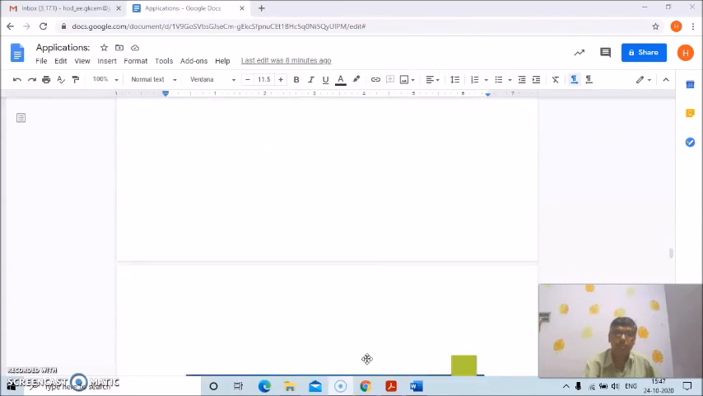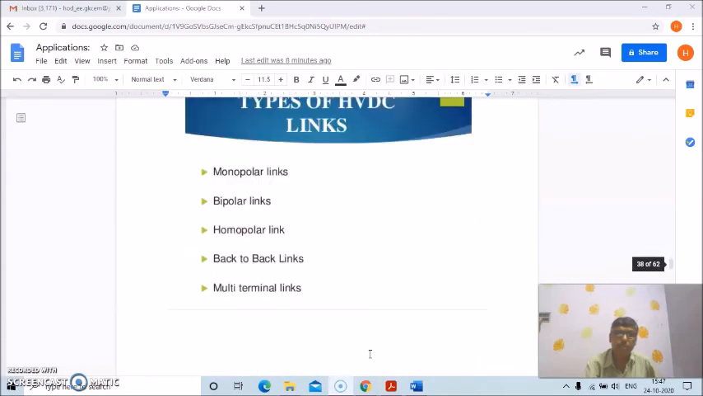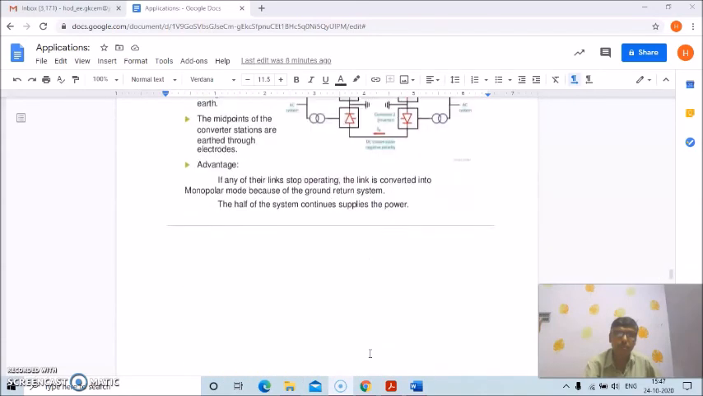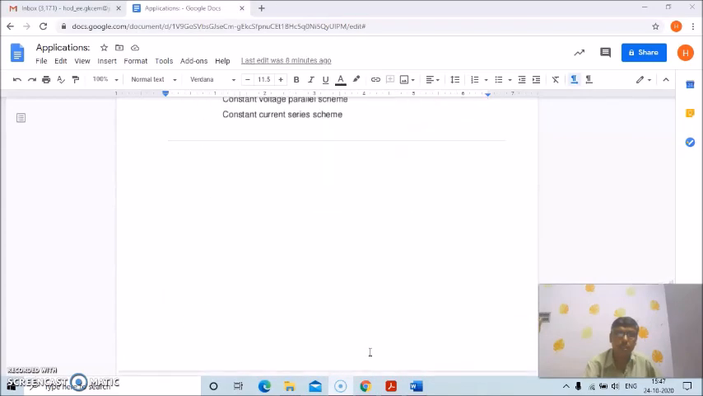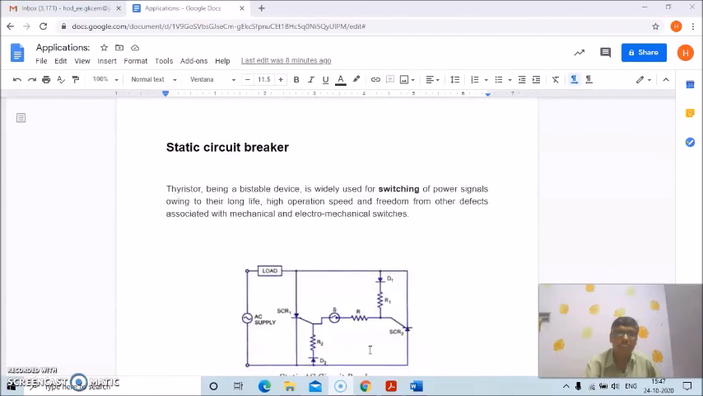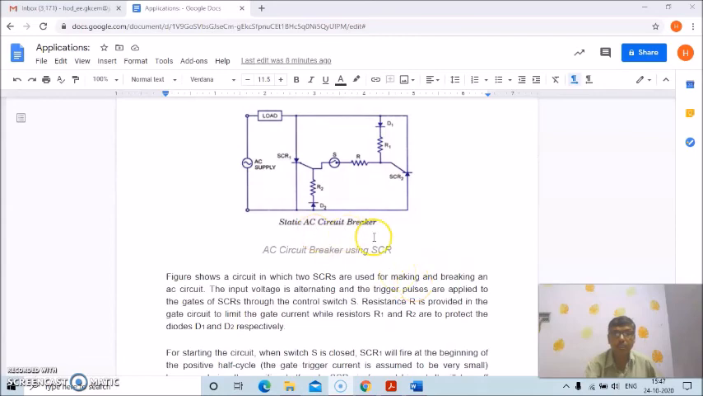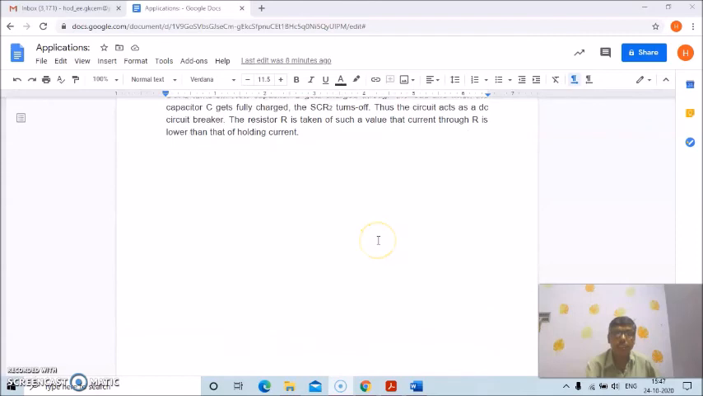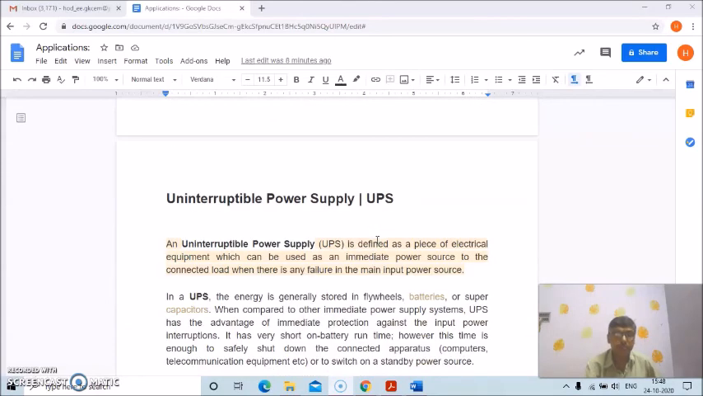Then in detail of these components, then we have gone to the next topic covered here, static circuit breakers. So static AC circuit breakers and static DC circuit breakers we have discussed. And also we have discussed the UPS system.